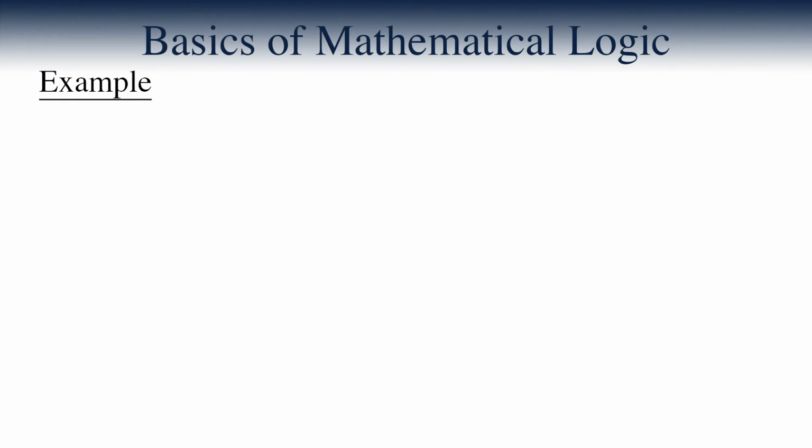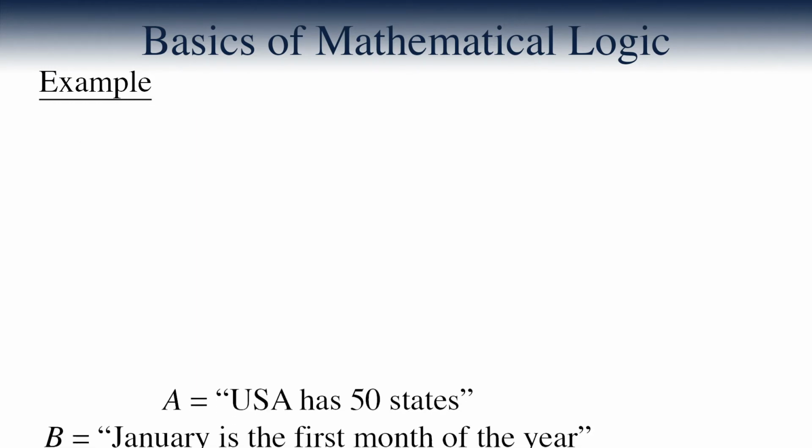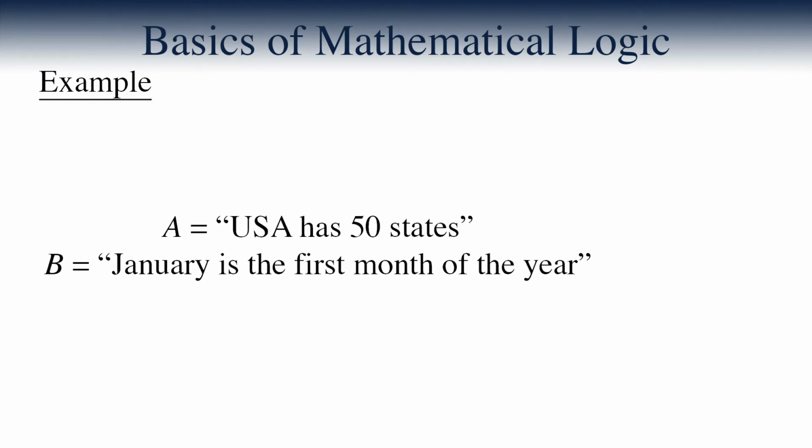For the second example, consider that proposition A is, USA has 50 states, and proposition B is, January is the first month of the year. We see that both propositions are true, so the resultant proposition, A and B, is true.